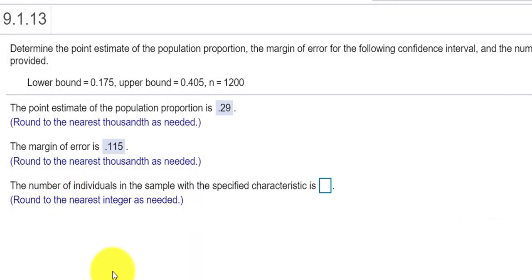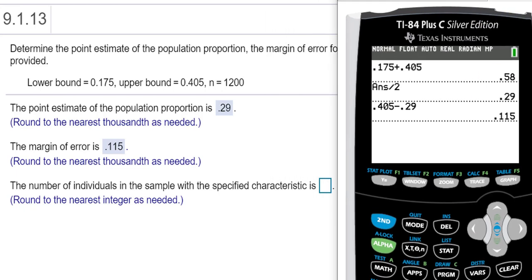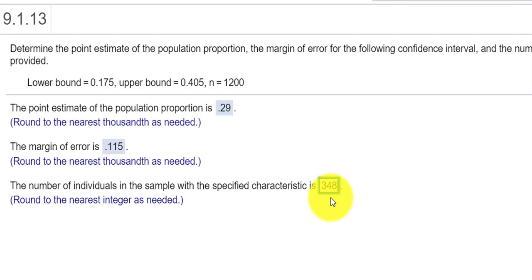Okay, and then the last part, it says the number of individuals in the sample with the specified characteristics. So if there are 1,200 individuals, we can say that 29% of the 1,200 have this characteristic. So if I multiply the 1,200, right, my n was 1,200, times 0.29, right, think of that as 29%, we would say 348 individuals have this characteristic.